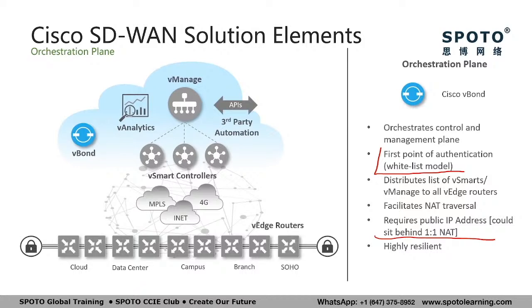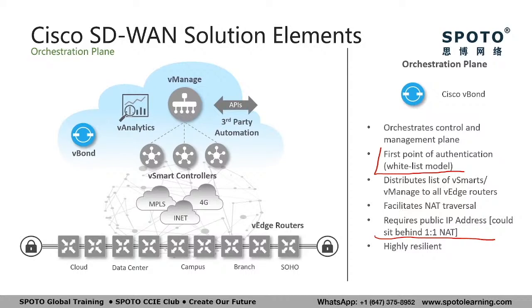So, in summary, the main features of Cisco vBond are: orchestrates connectivity and management plane; first point of authentication using the whitelist model; facilitates NAT traversal; distributes the list of vSmart and vManage to all edge routers; requires a public IP address, but could sit behind one-to-one NAT.